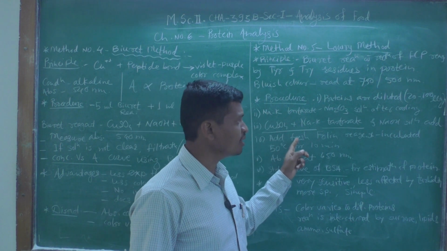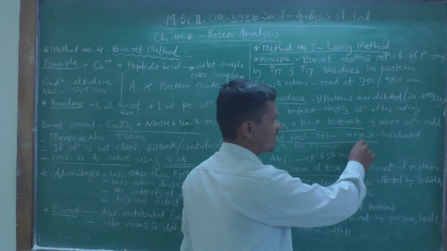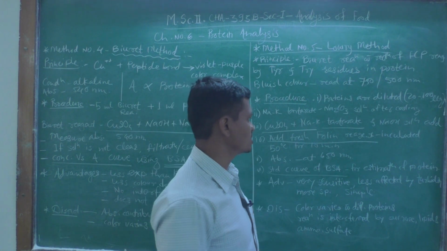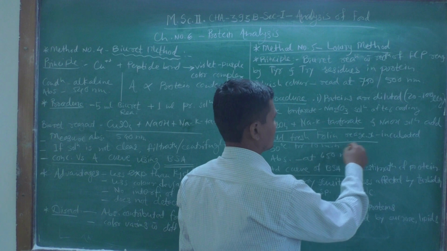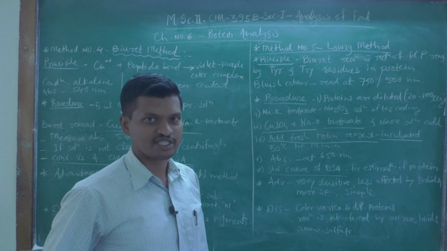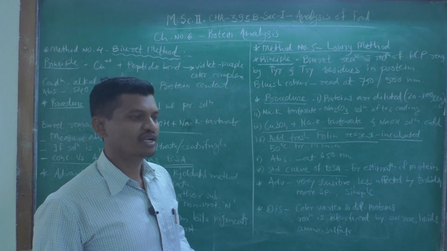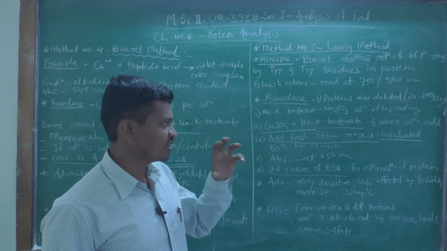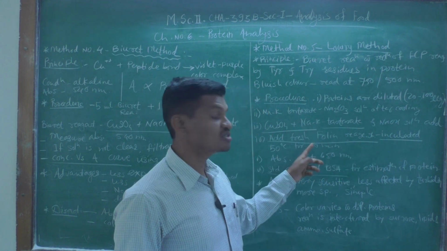Then add freshly prepared choline reagent. This FCP reagent means the choline, Folin-Ciocalteu phenol reagent, is freshly prepared and added. And then the mixture is incubated at 50 degrees Celsius. Incubated means an incubator is used. It is a type of equipment, and at 50 degrees Celsius we are incubating this reaction mixture for about 10 minutes.